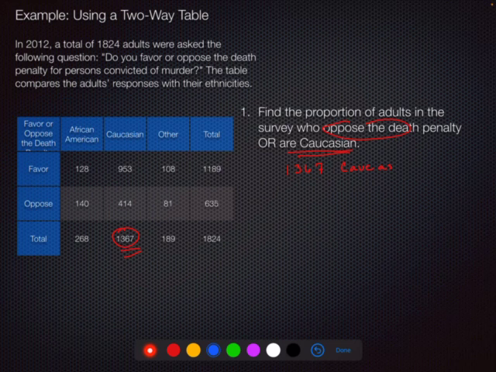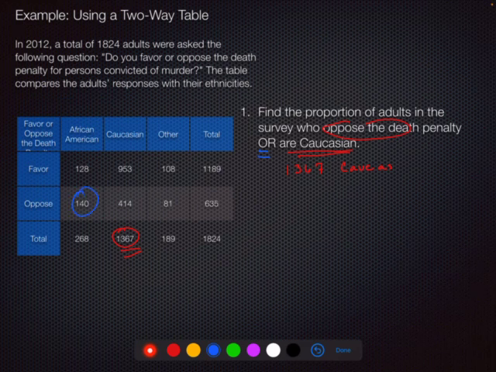Some of our Caucasians are already going to oppose the death penalty, but they're still going to be in our final answer because they fit the "are Caucasian" part of this or statement. So let's find the surveyed who oppose the death penalty.